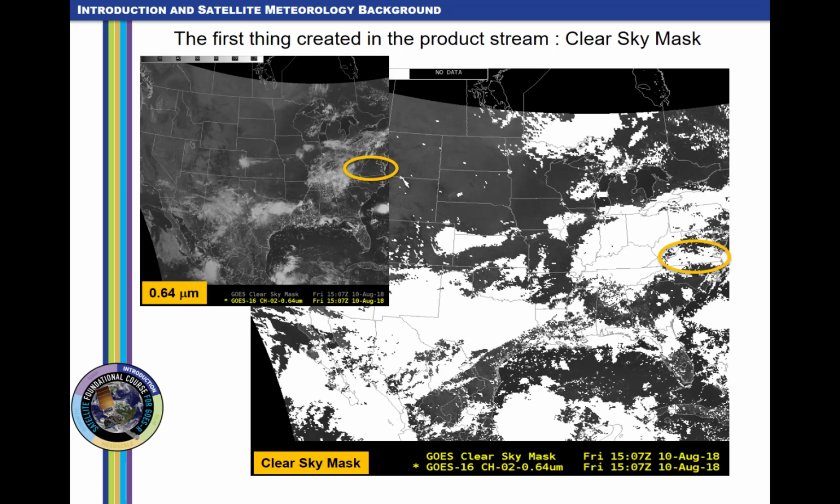Clear sky mask is produced with every image, and a CONUS example is shown here. Clouds are denoted as white. Clear regions have missing values and are transparent. Note that circled region over Virginia in the visible imagery. Clouds are not apparent in the visible, but they are in the 1.38 micrometer cirrus channel. So the clear sky mask correctly identifies the region as cloudy.